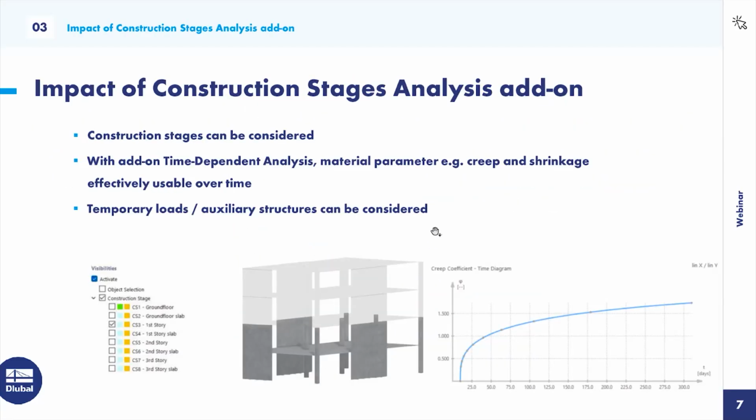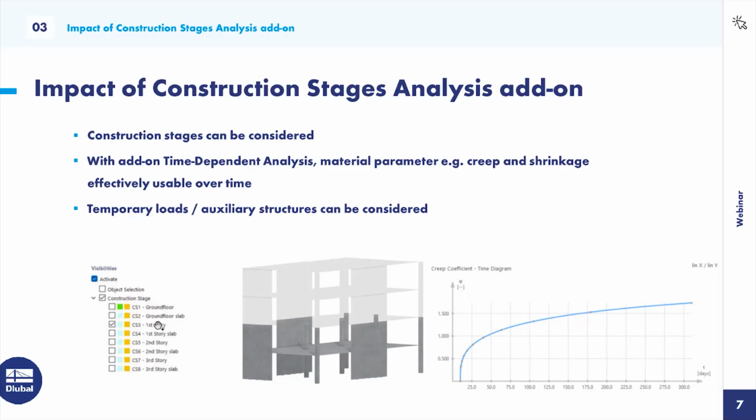Okay, now about the impact of our construction stages analysis. It's more nice to know. I only want to show you the options you have with our add-on. And yeah, here it is possible to consider construction stages. So I will show you, for example, here that first the walls and the columns, then let's say after 30 days, we make our slab from the ground floor. 30 days later, the first story, and again.